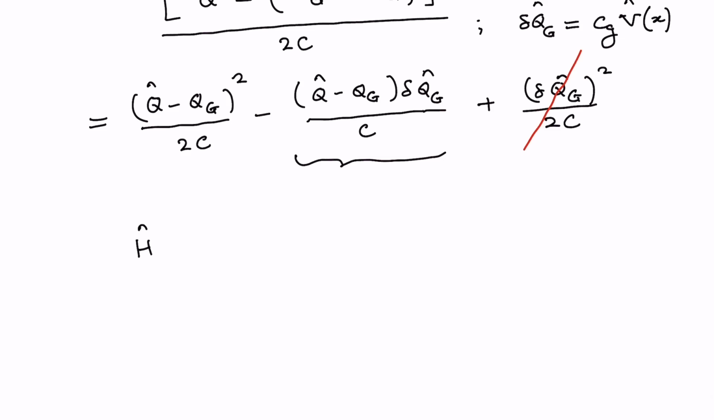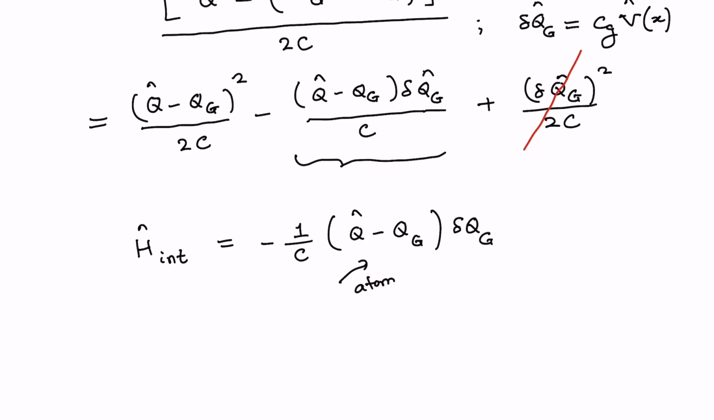So we can define the interaction Hamiltonian. Let me denote it by H_int, and this part is simply 1/C minus 1/C (Q minus Qg). This refers to the atom, or the two-state system, or the superconducting qubit, and this part is coming from the quantum mechanical fluctuation in the voltage, and therefore this is the coupling term.